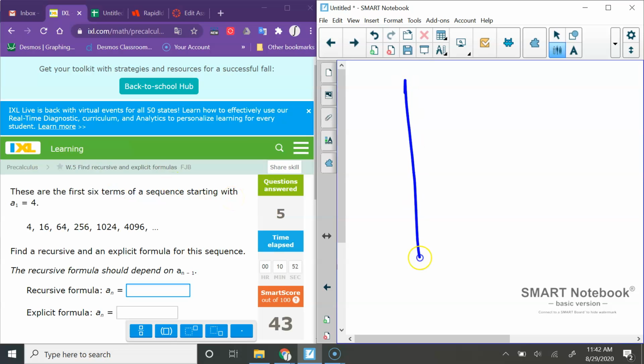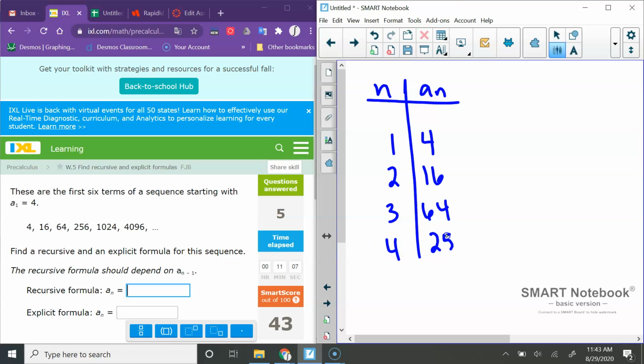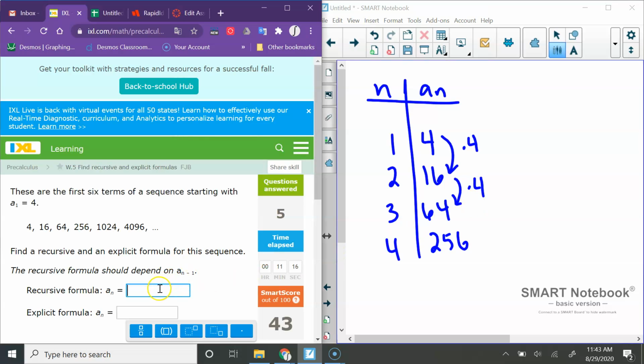Let me draw that table again real quick just to make sure we know what we're doing here. So our first term is 4, our second term is 16, our third term is 64, our fourth term is 256, and so on. So each time you're multiplying by 4. So your recursive formula here is going to be 4 times a sub n minus 1.